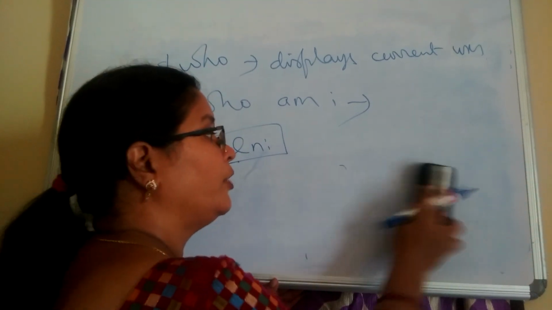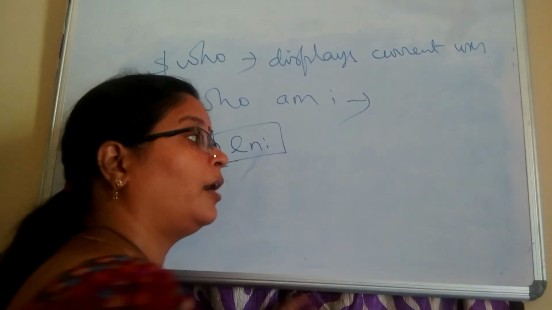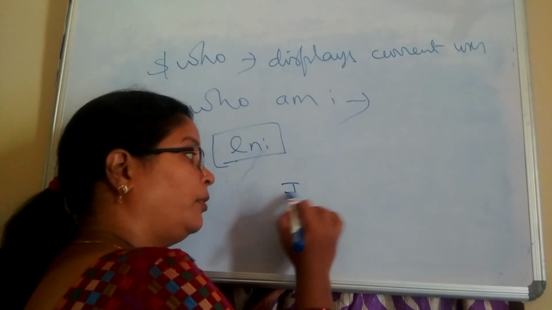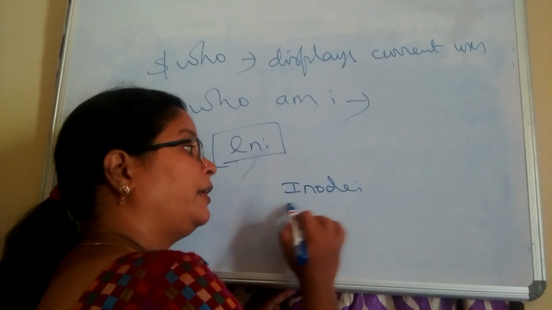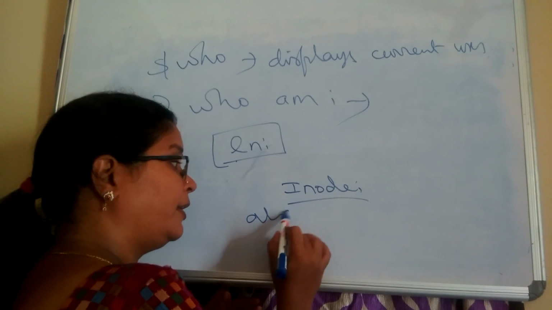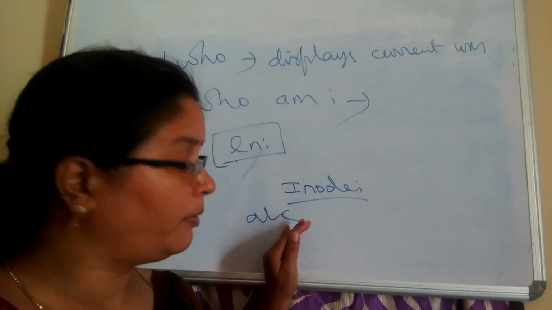What is a hard link? Now we are going to see. Before going to the hard link, first of all, you should be aware of the inode number. What is an inode number? Whenever a file is created within the system, ABC is a file created by the user, you know the name of the file only.